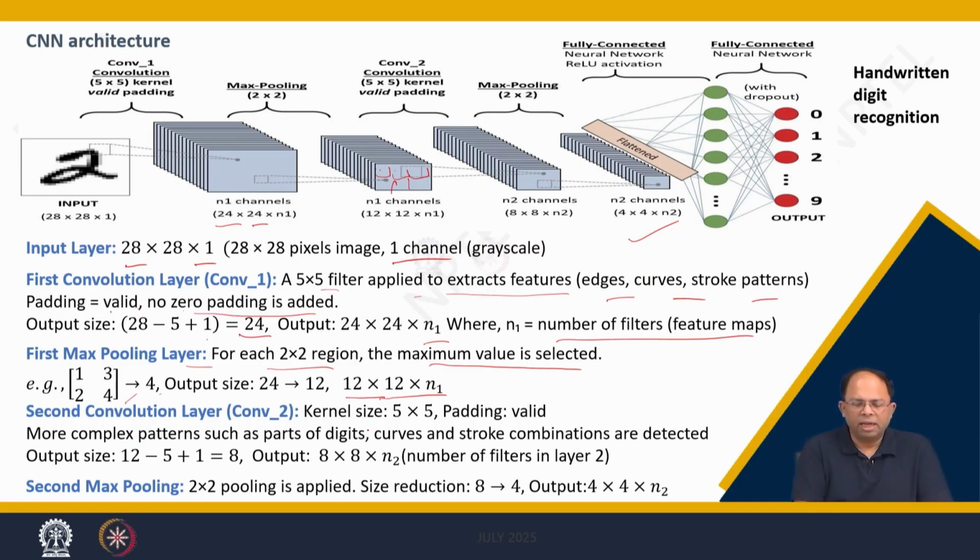And the second convolution layer, again we are using a kernel size of 5 by 5. Padding is valid. More complex patterns such as parts of digits, curves, or stroke combinations can be detected. And the output size is 12 minus 5 plus 1, which comes to 8. So the output is 8 into 8 into n2, which is the number of filters in layer 2. Depending on the number of filters, this n2 value can vary, and similarly the n1 value can also vary. Then the second max pooling, 2 by 2 pooling, is applied. The size reduces from 8 to 4. So the output is 4 into 4 into n2.